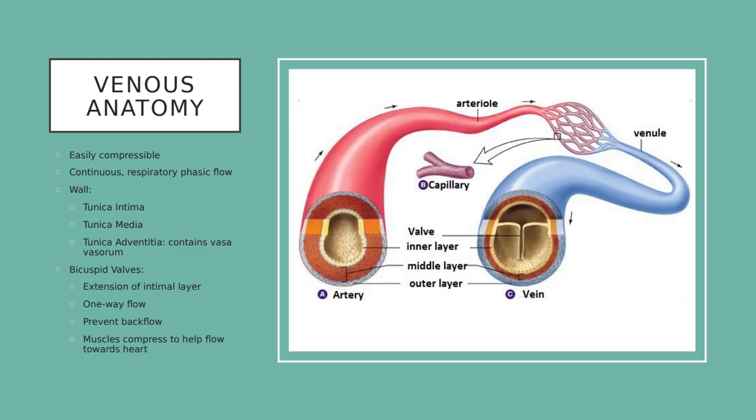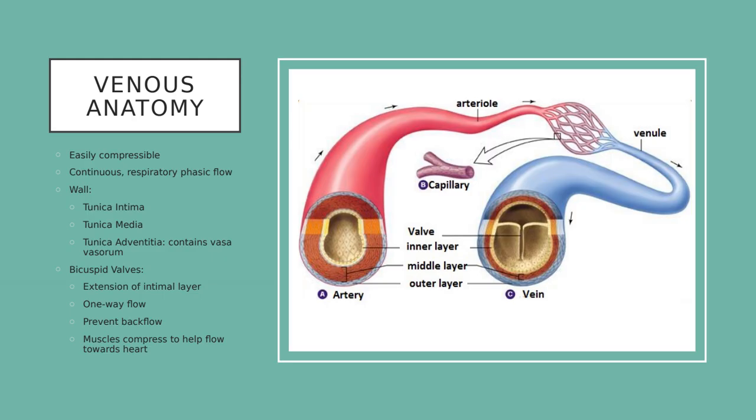Because we have easily compressible, continuous flow, response to pressure changes, the wall composition of the vein is going to be very different compared to the artery. So the artery is a constant high pressure state. It has to have a very thick, strong middle layer, right? That medial layer is going to be much thicker, much more elastic in an artery than it is in a vein. We don't need it to be strong enough to withstand pressure. We need it to go with the flow.